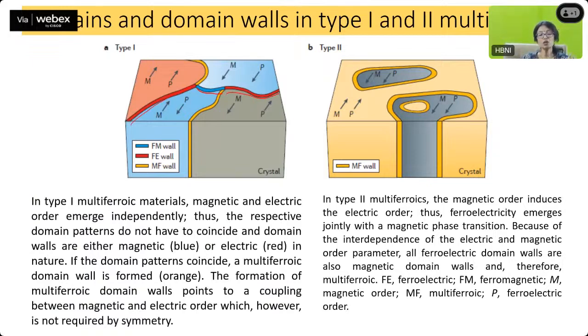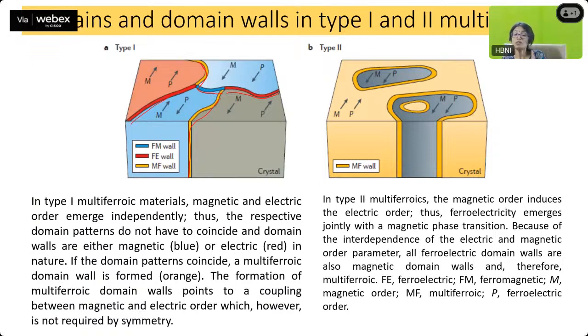If the domain patterns coincide, then a multiferroic domain wall will form. So when domain patterns coincide, you will find these orange walls, which are nothing but multiferroic domain walls, as you can see. The formation of multiferroic domain walls points to a coupling between the magnetic and electric order. This, however, is not required by symmetry.